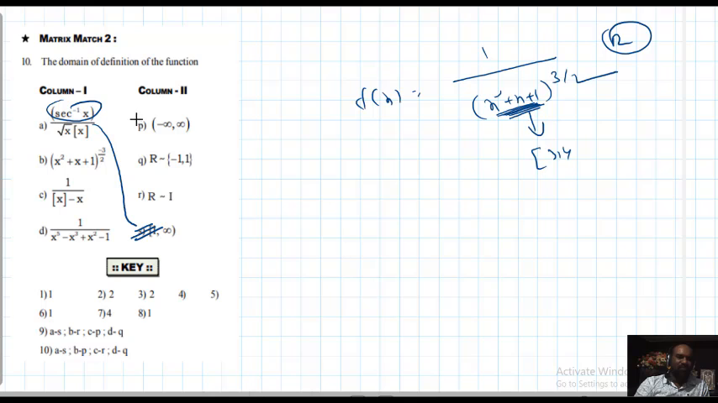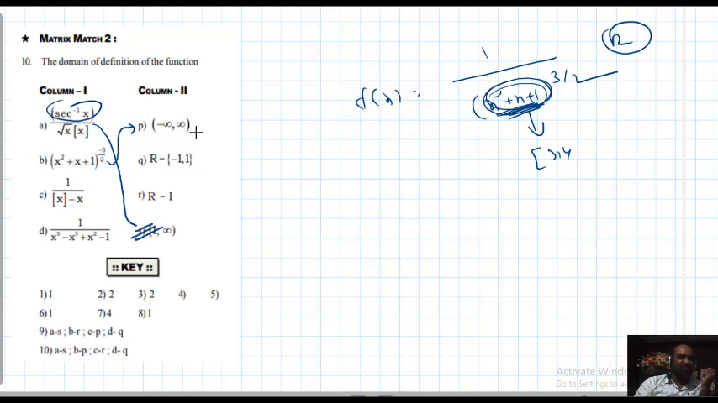Domain is all real numbers, so I can match this with P. See, observe here, this is always positive, you know. By using the quadratic equation concept, or making a perfect square, you can say that the minimum value is 3 by 4, so 3 by 4 to infinity. That's always positive, whatever be x. That's why any real number you could take instead of x. I think my answer is P.